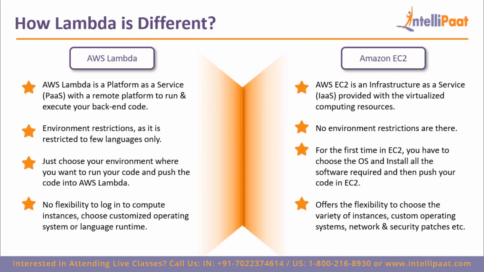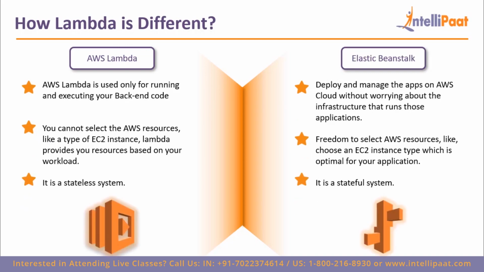Now let us discuss what distinguishes Lambda and Elastic Beanstalk. Let me start off with the first point. Lambda can only run your backend code, while Beanstalk can run your entire application without you worrying about the infrastructure which it runs on. Secondly, Lambda provides resources based on your workload, but in Beanstalk you have the flexibility to choose the instance type and other configurations. In Lambda you don't need to worry about any configurations or instance types.